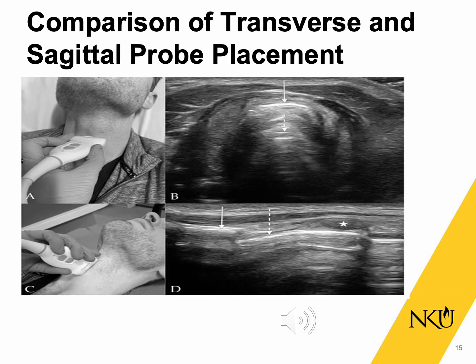The top image is the transverse probe placement. The solid arrow is pointing to the cricothyroid membrane. The bottom image is the sagittal probe placement. Let's start caudal and make our way more cephalad. The star is the cricoid cartilage. The dashed arrow is the CTM, and the solid arrow is the thyroid cartilage.